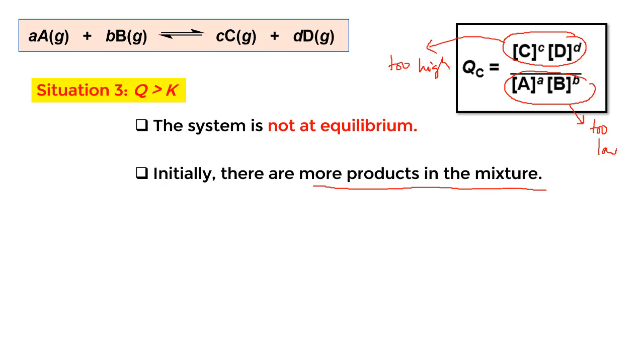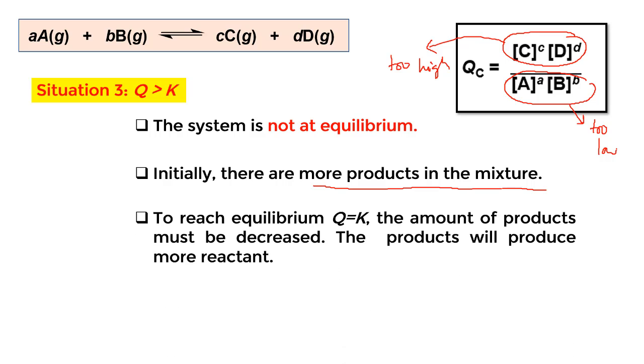Okay? So what is the system going to do? Apa yang perlu dilakukan oleh sistem itu untuk mencapai equilibrium? Apa yang perlu dilakukan oleh reaction tu? Bila saya sebut sistem, mesti fokus pada reaction. To reach the equilibrium, Q equals to K, the amount of products must be decreased. Okay, concentration produk itu mesti dikurangkan sebab sekarang ni amount of produk tu agak banyak dalam mixture. So, the products will produce more reactant.